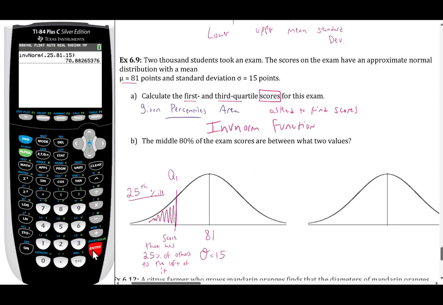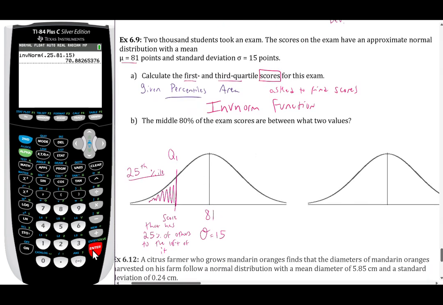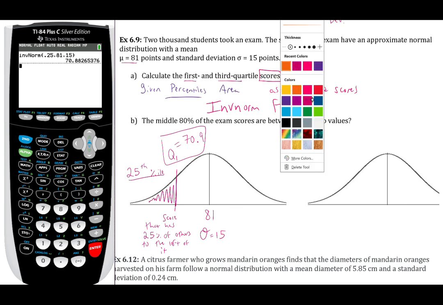So we get that the score here for Q1 will be 70.88 or 70.9. So the first quartile is the test score of 70.9. Now we can do something similar for Q3.